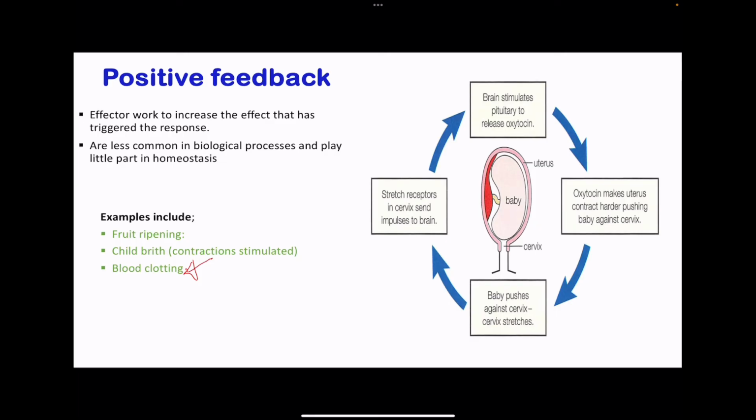For example, during childbirth, the baby pushes against the cervix and the cervix is going to be stretched. The stretch receptors in the cervix are going to detect the change and they will send impulses to the brain, to the pituitary gland. And then the pituitary gland is going to release oxytocin. This is the hormone that causes the intensification of the contraction of the uterine walls. So the oxytocin makes the uterus contract harder, pushing the baby against the cervix.